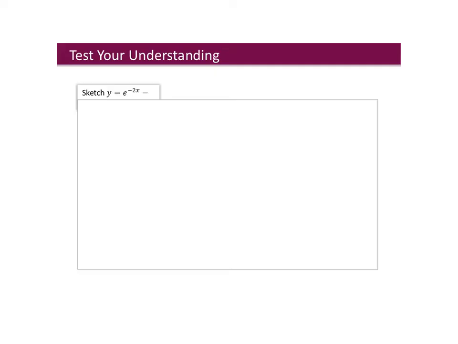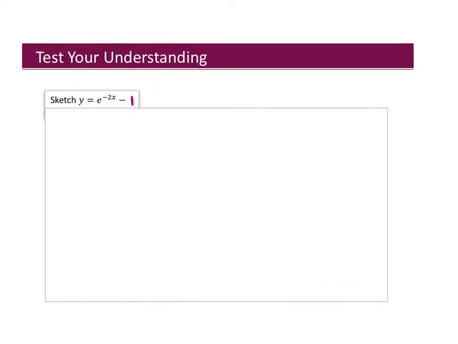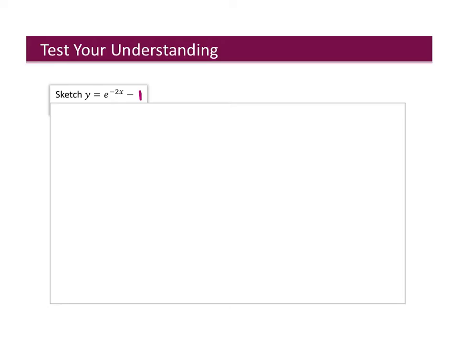So test your understanding. Okay, and I'm going to put this one as minus. Yeah, let's do -1. Okay, off you go. You've got this. Okay, so if we think about what's happened to our function f of x. Okay, we know f of x is e to the power of x. So what have we done to our function? We've multiplied it by -2, and then we've taken away 1.